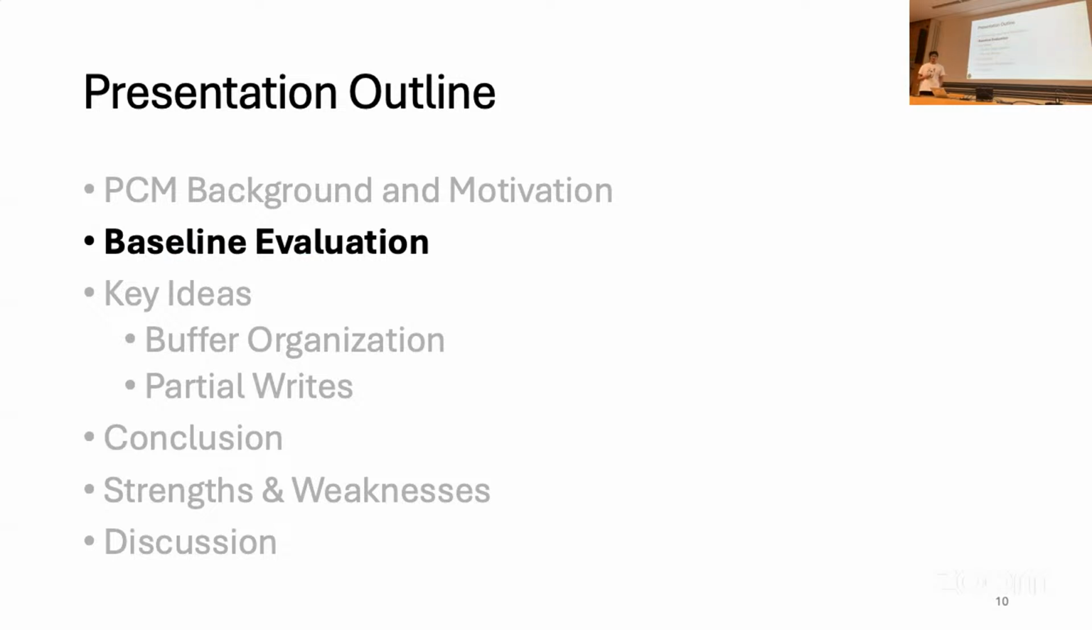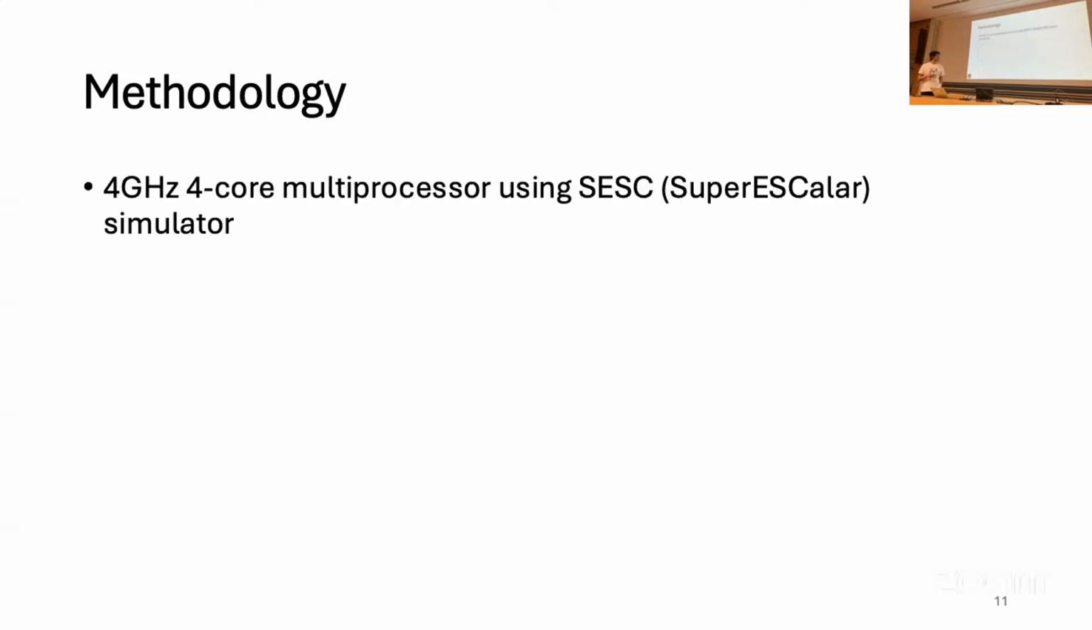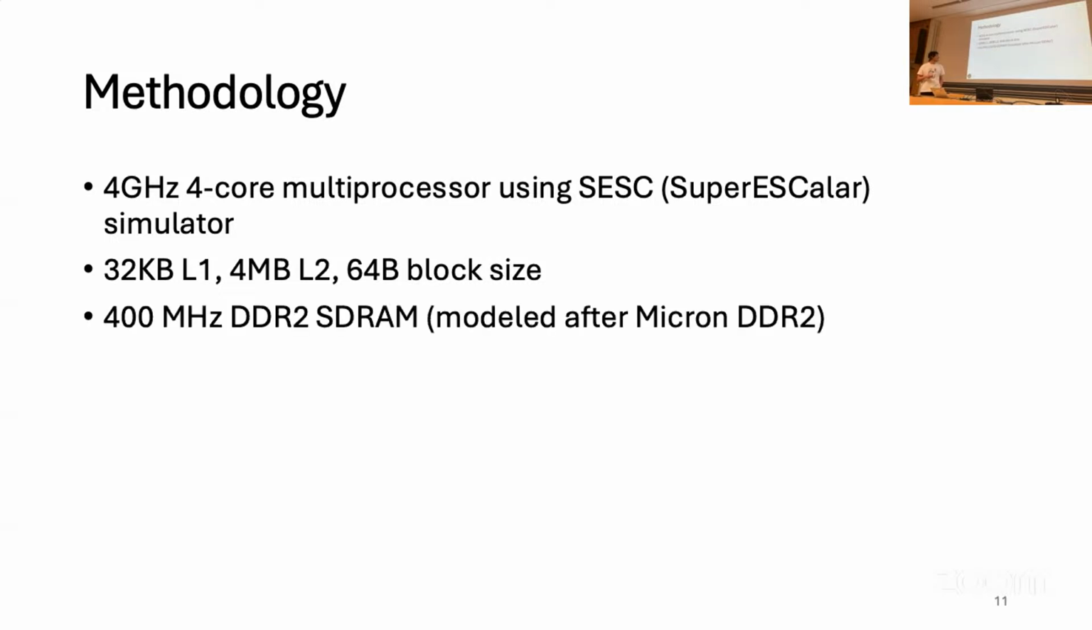So now to give us a starting point, let's talk about the baseline. And before I talk about the baseline and its evaluation, I have to do a very quick aside on methodology. The most important thing to know is that the authors use simulation, specifically a 4 gigahertz, 4-core superscalar pipeline, a 2-level cache hierarchy, and a DDR2 DRAM model that was modeled after a Micron DDR2 of the time.